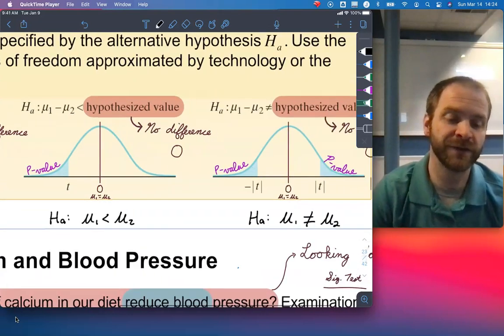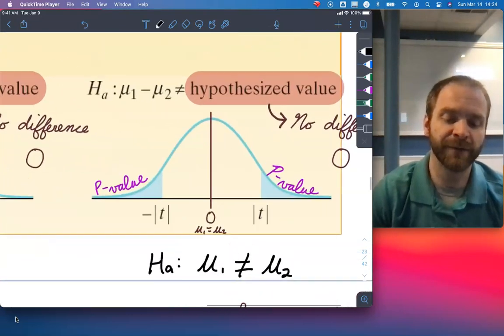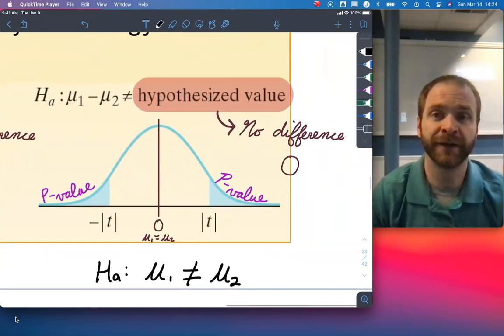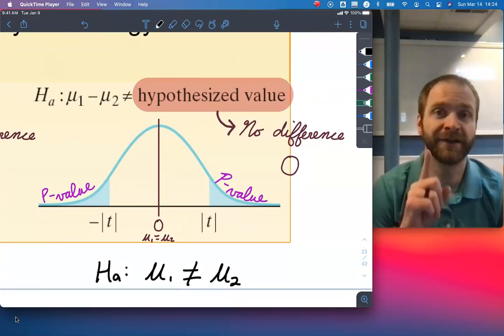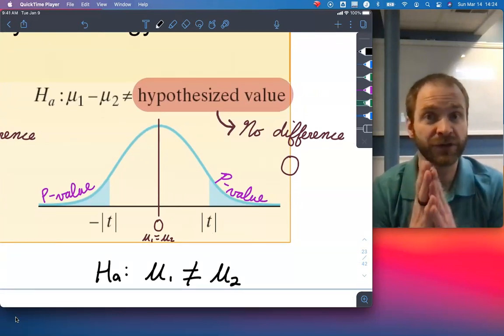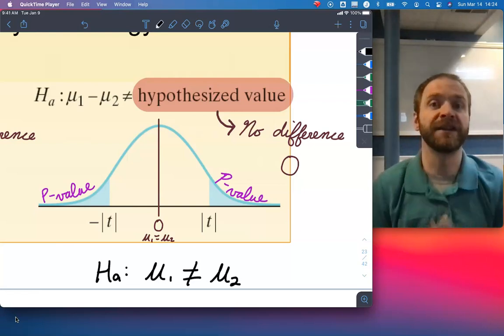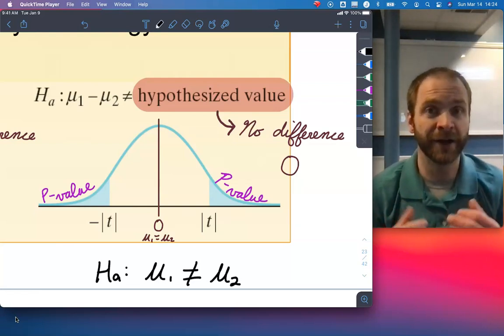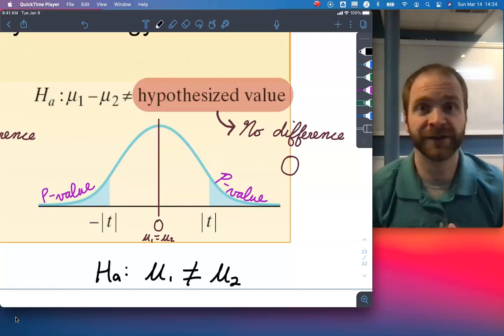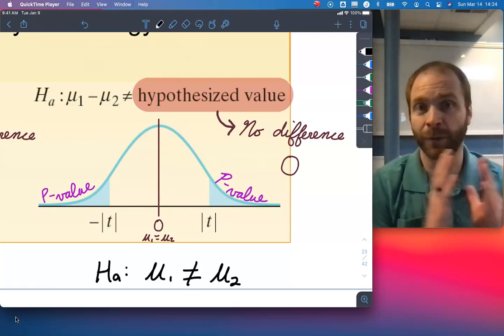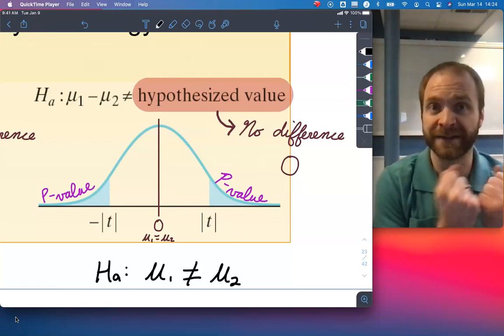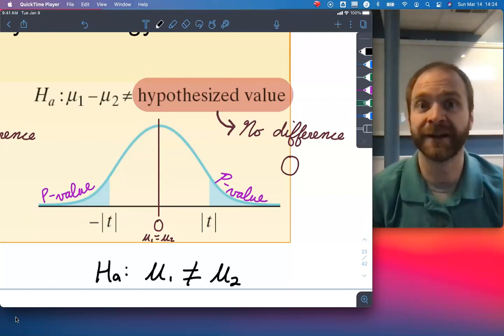Now be careful with the two-tailed, because if you're using table B and you're dealing with a two-tailed, it's only going to give you one side of that, and you're going to have to double it to get the true p-value. If you're using technology, it will calculate the p-value automatically for a two-tailed. So remember, table B is only going to give you the one side for the p-value. You have to double it. For your calculator, it's going to do it for you.